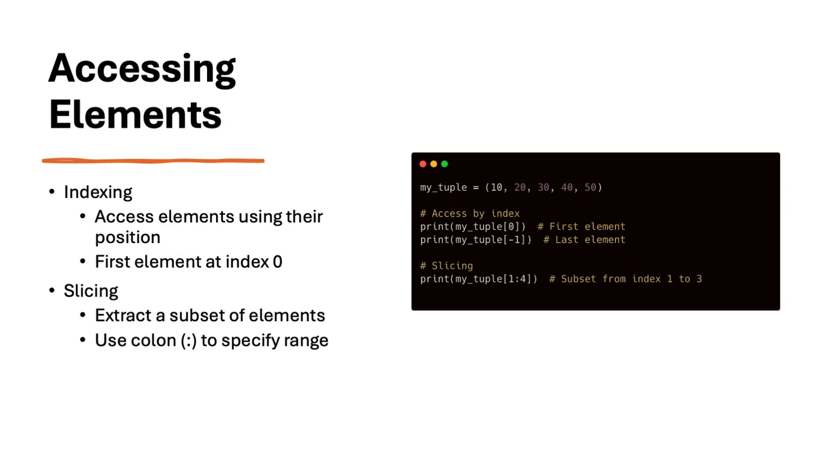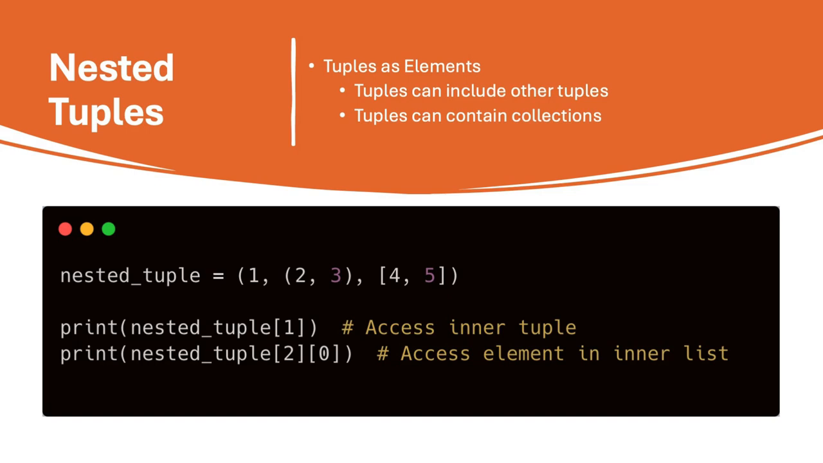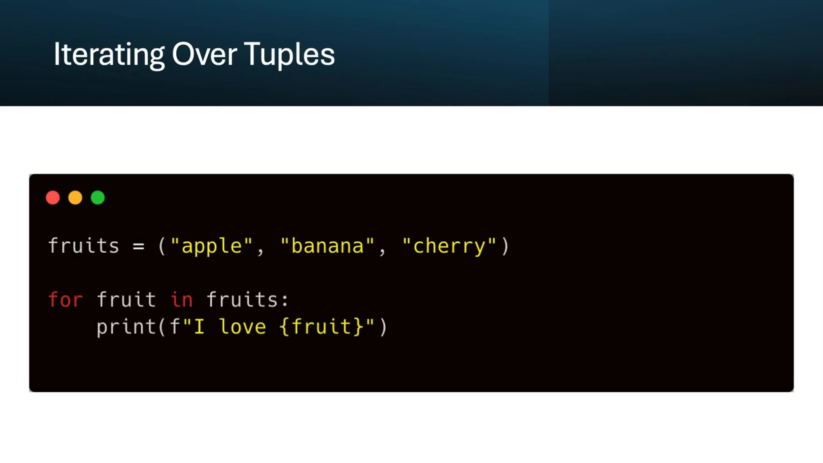You can access tuple elements using indexing, where you refer to their position, and slicing, where you extract a subset of elements. In Python, tuples can contain other tuples or collections as elements, allowing for nested structures. Here's the code to iterate over a tuple in Python using a for loop.